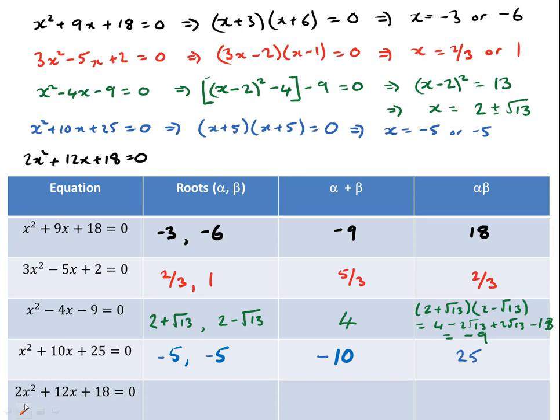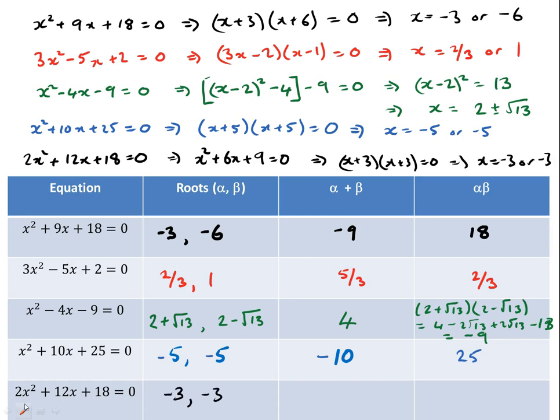If I've got the equation 2x squared plus 12x plus 18 equals 0, I can divide that equation through by 2. I've got x squared plus 6x plus 9 equals 0, which factorises as x plus 3 times x plus 3 equals 0. In other words, I've got a repeated root of minus 3. So this has got roots of minus 3 and minus 3. The sum of the roots is minus 6. The product of the roots is 9.